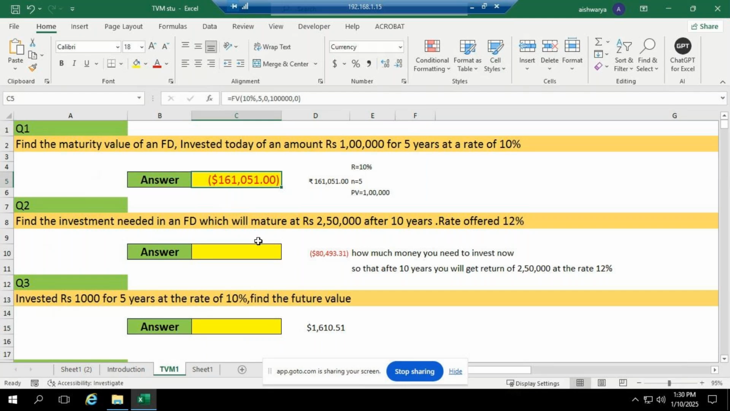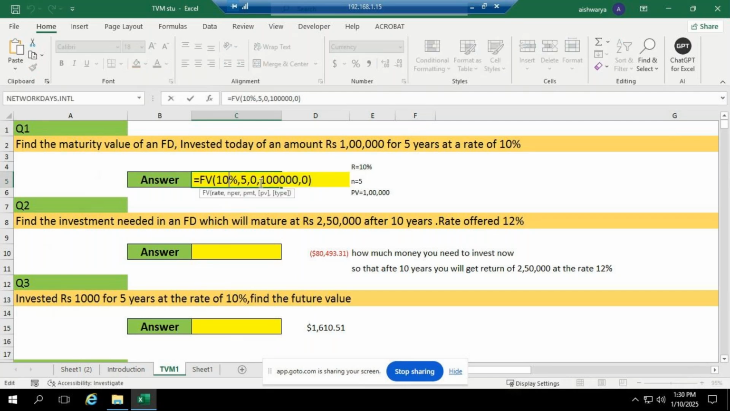It is negative because it is above the investment amount. So investment is 1 lakh and the answer is 1,61,000. Correct, very good. So that's what you have to put.